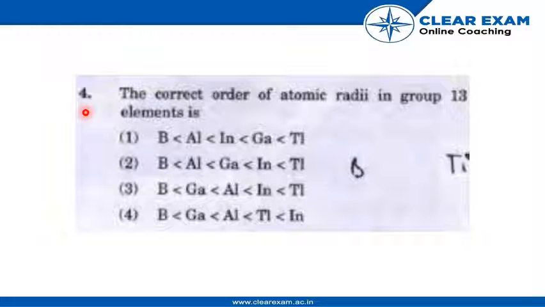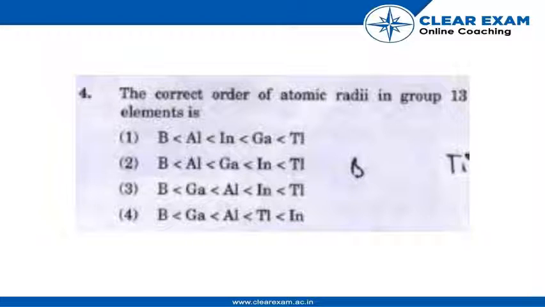Let's see question number 4. The correct order of the atomic radii in group 13 elements is: boron, aluminium, indium, gallium, thallium; B, Al, Ga, In, Tl; B, Ga, Al, In, Tl; B, Ga, Al, Tl, In. Okay.